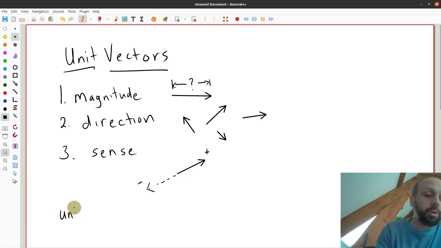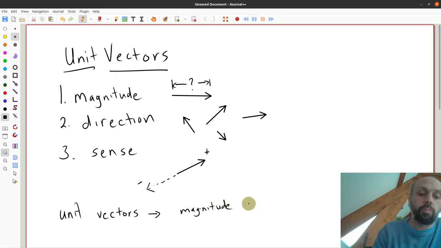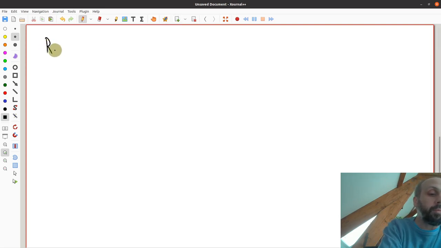For unit vectors, the magnitude equals one. Okay, so we've got a magnitude 1 vector, and it can have a direction and a sense. In this class, we will use the hat over a variable name to indicate unit vectors. All right, so that's the basic bit of unit vectors. We'll come back to vectors in the next lesson, such that we'll use them more extensively. But right now, I want to move into talking about reference frames.